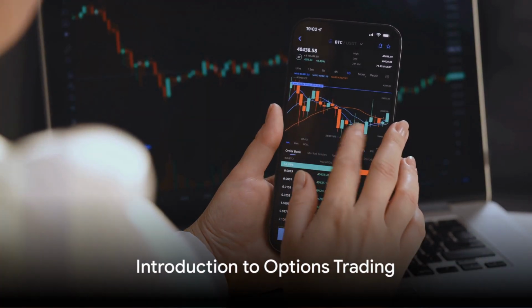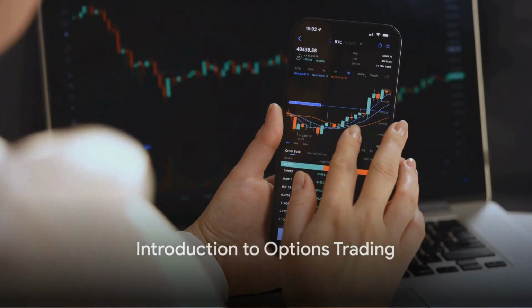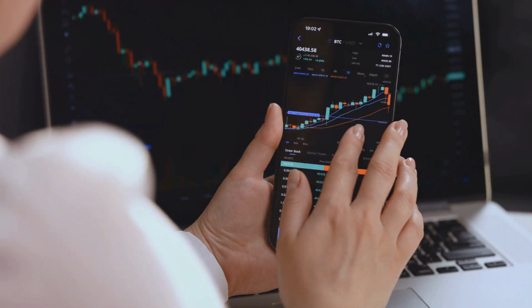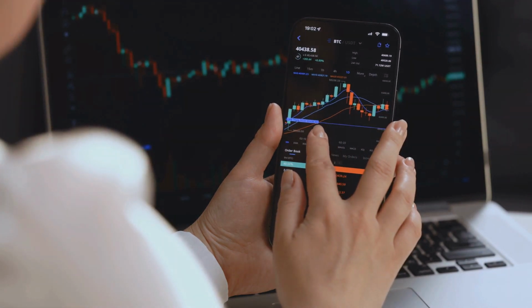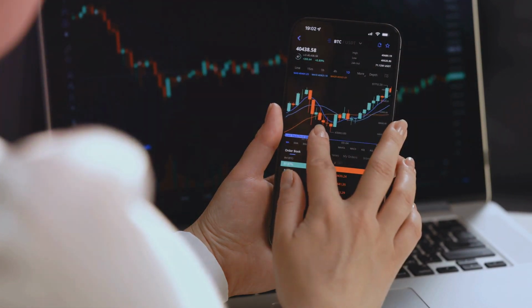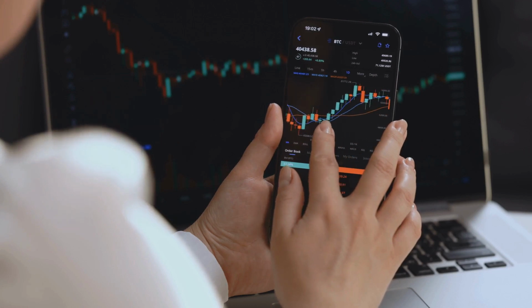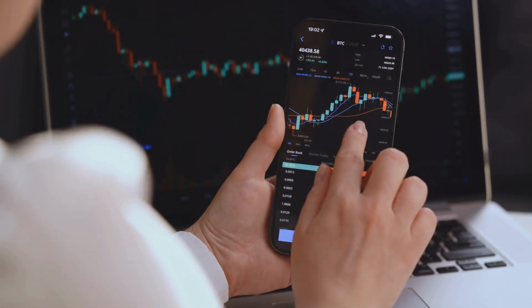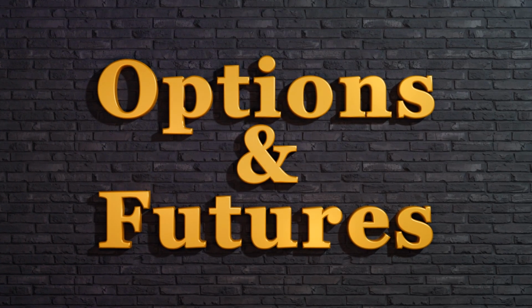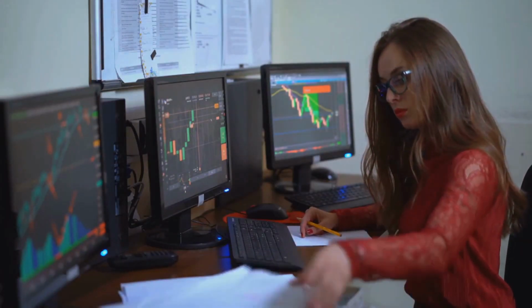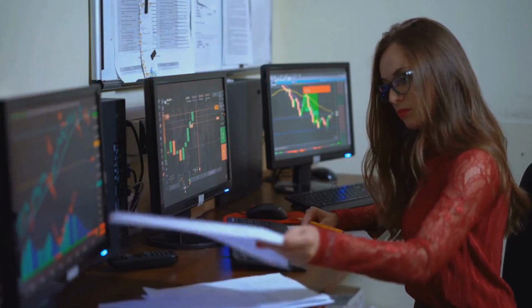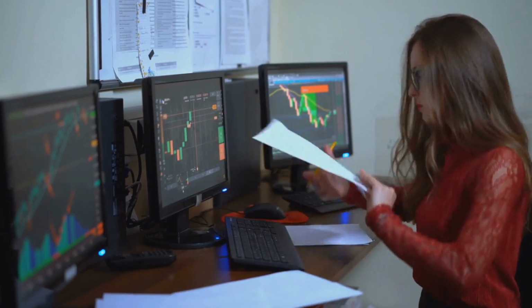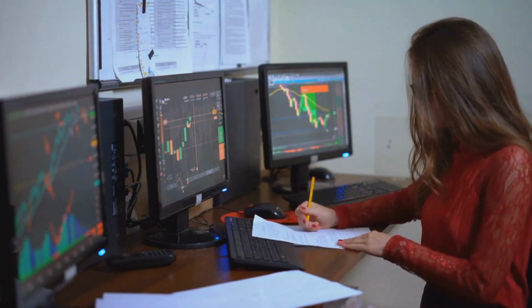Want to master the art of options trading? Today we dive into the world of options trading, breaking down the essentials you need to know. Imagine it as a strategic game of chess, where the right moves can amplify your profit potential. But what exactly are options? Simply put, they're contracts that give you the right, but not the obligation, to buy or sell an asset at a predetermined price before a certain date.